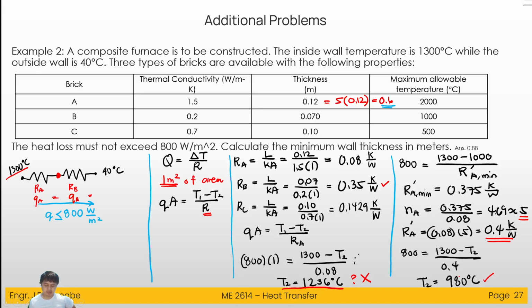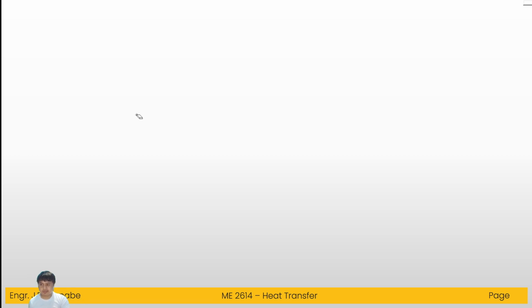This is the temperature it will reach in a maximum when 800 square meter, sorry, 800 watts per square meter using 5 brick A. So we are good to go. Therefore, we should move with brick B. So brick B should be fully utilized because of its superior resistance, no? And you can solve for brick B.